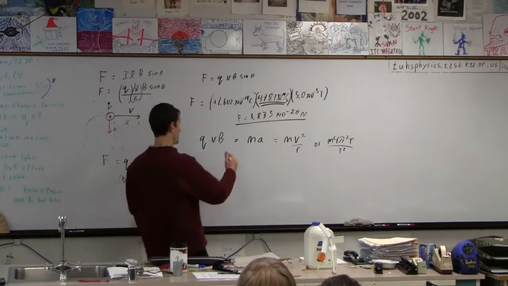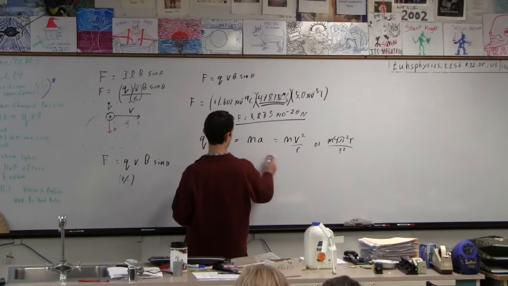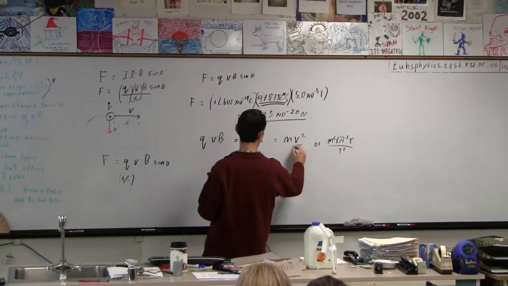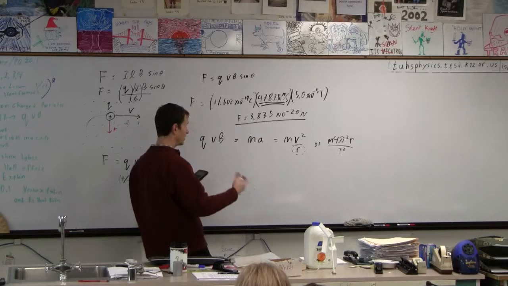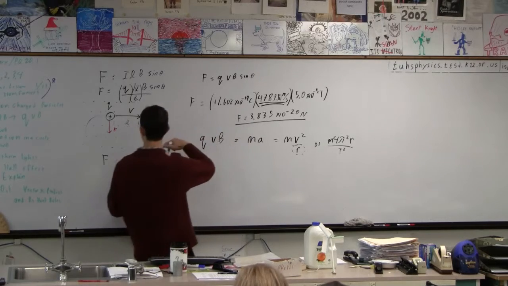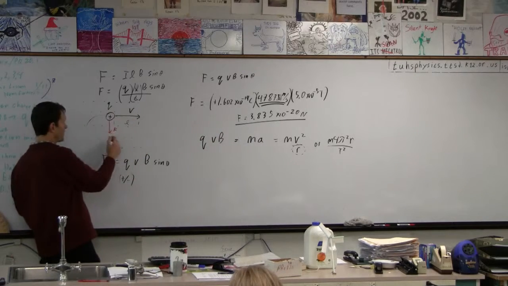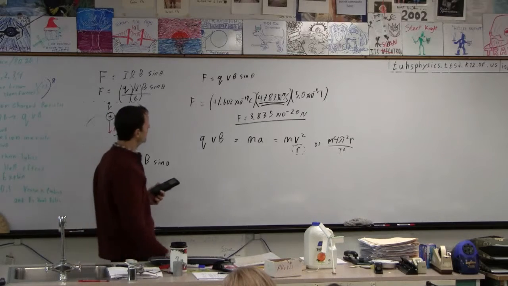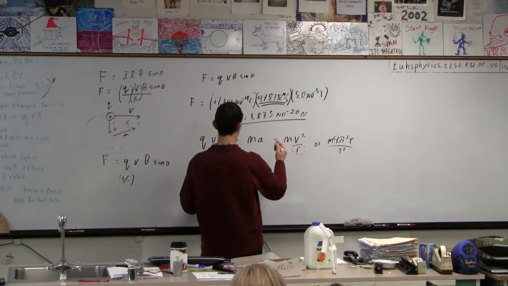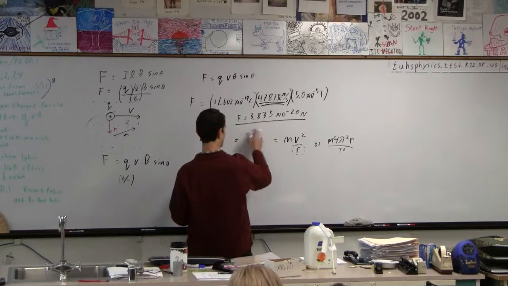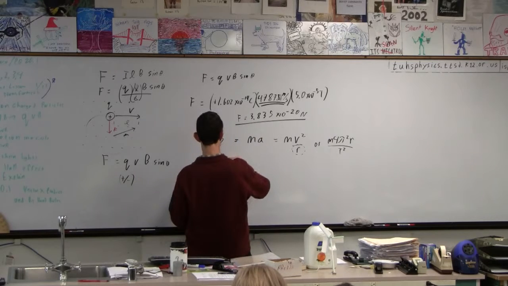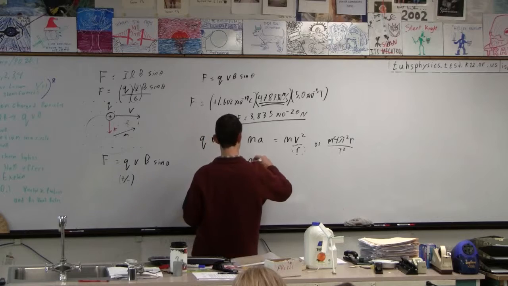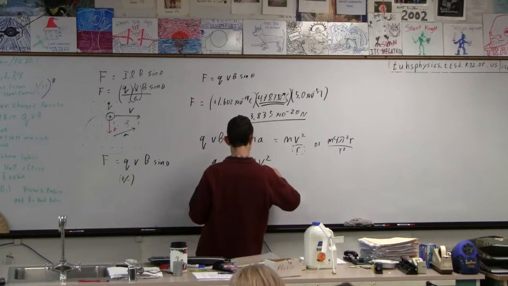And so now I can just set this thing up, and I guess what we want to solve for is, what is the radius that this thing is going to go around? This thing is going to go in a circle. What's the radius of that circle? That's what we're trying to figure out, right? Okay. So QVB sine theta. I'm not even going to use this. I'm just going to stuff this stuff in here. QVB equals mv squared over r.